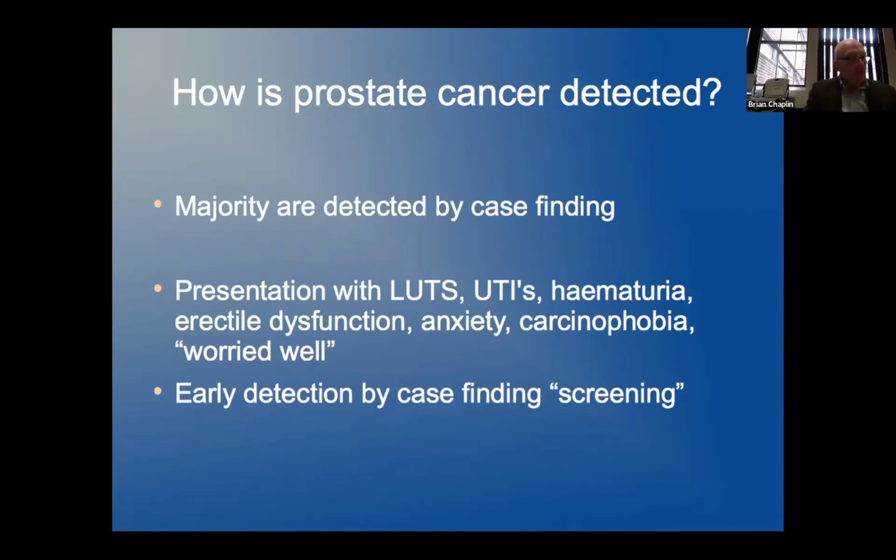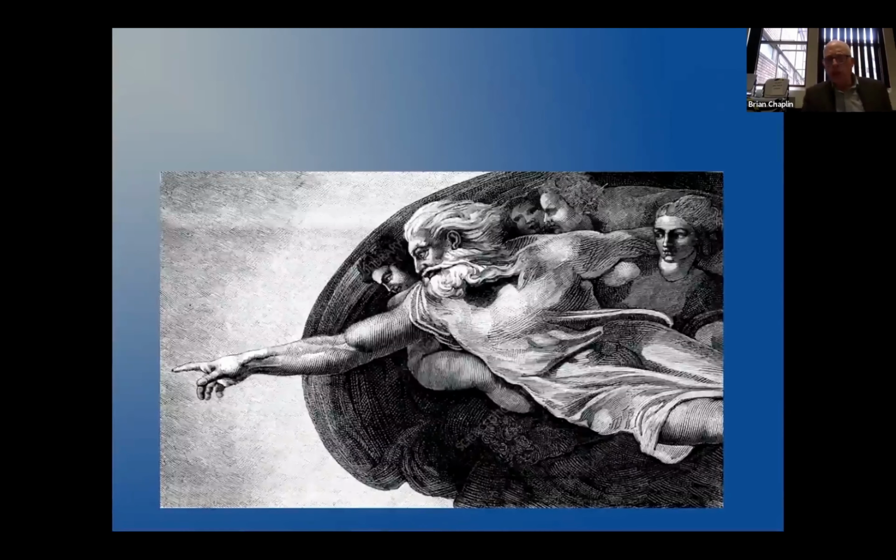Okay, I got it. So we would term this early detection of prostate cancer by finding these cases, which is a form of screening, but which is very different from population-based screening, which I'm going to come to in a minute. So what do we do with these patients when we see them?